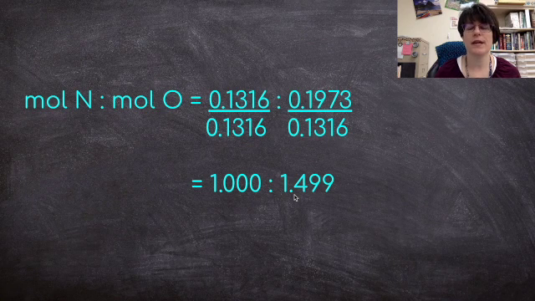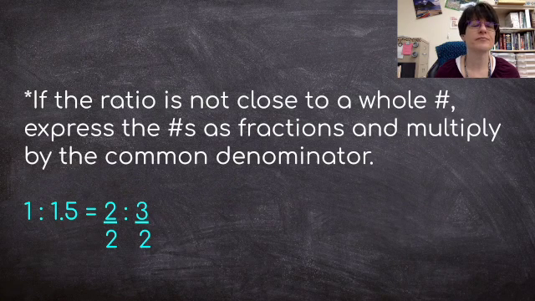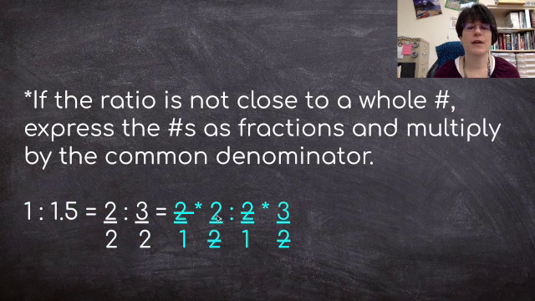And we know that we cannot have a subscript of 1.5. So if the ratio is not close to a whole number, express the numbers as fractions and multiply by the common denominator. So 1 to 1 1/2 can be expressed as 2 over 2 and 3 over 2, because 3/2 is 1.5. So when we do that, we then multiply by the 2, and we get a ratio of 2 to 3.